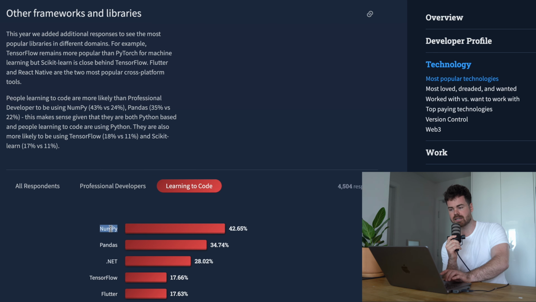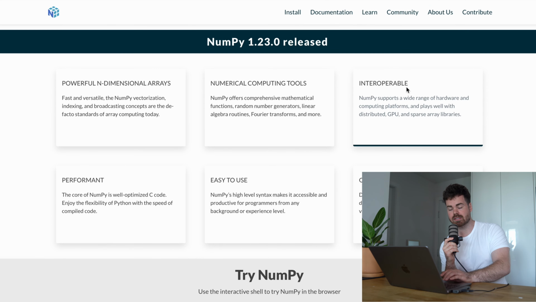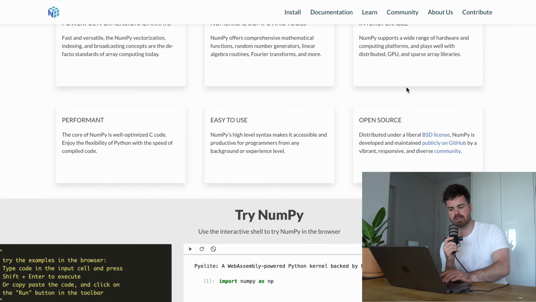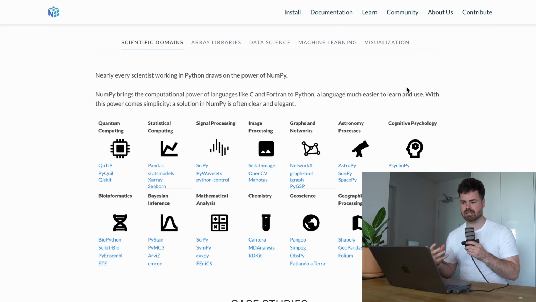NumPy is a mathematical Python library or package, I think, with Python. It's very much used within the scientific community with researchers because it offers a lot of benefits for quantum computing, bioinformatics, mathematical analysis. And because Python is such a, I guess, human readable language, it's a lot easier to work with than, say, for example, jumping into R, for instance.